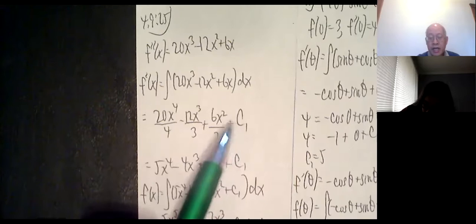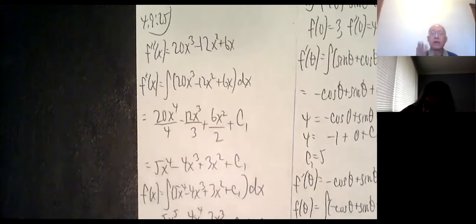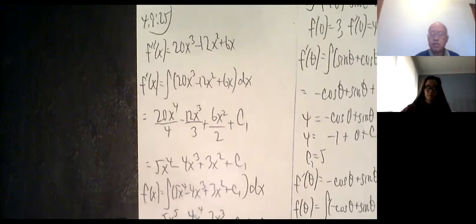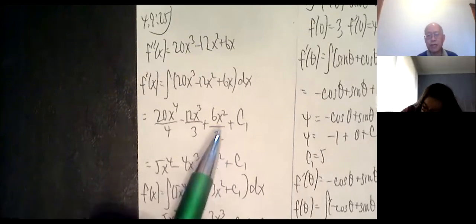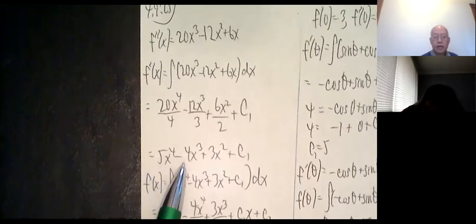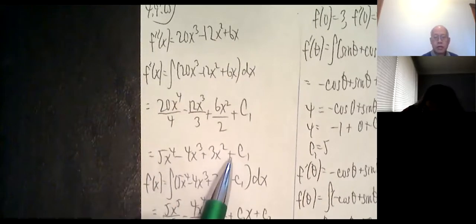Because if I put c, and then the other one I put c, you're implying mathematically that the two c's have to be the same. They do not have to be the same. So one way you can do it is call one of them c1, the other c2, or just give them different letters like c and d or something like that. Okay, this comes up to 5x to the fourth minus 4x cubed plus 3x squared plus c1.